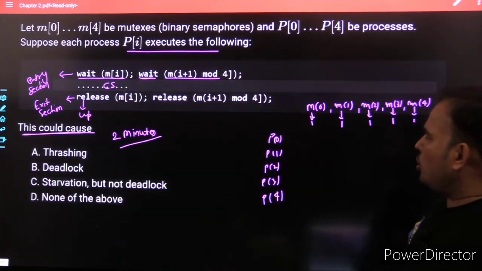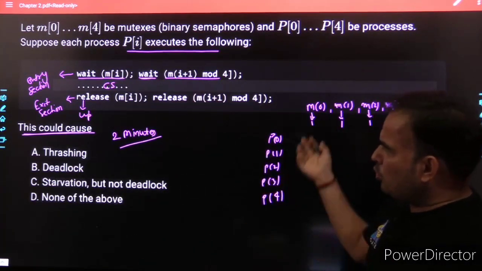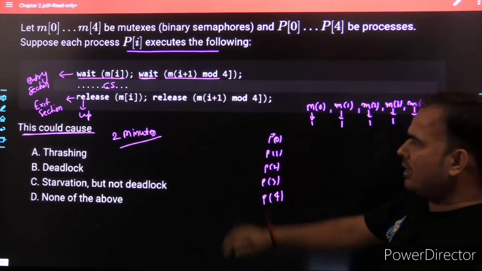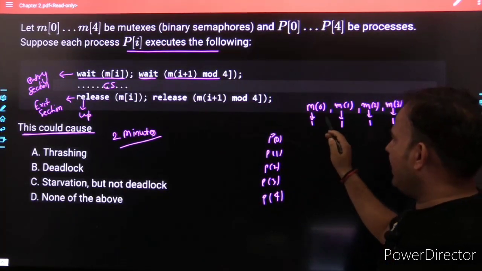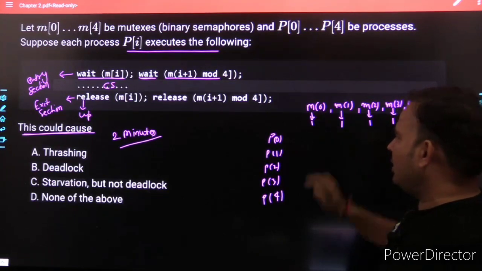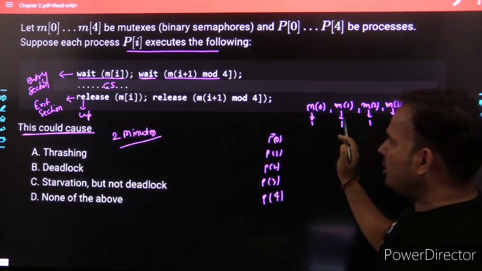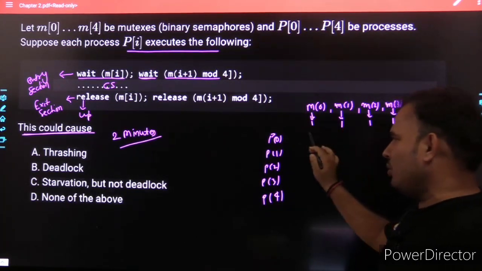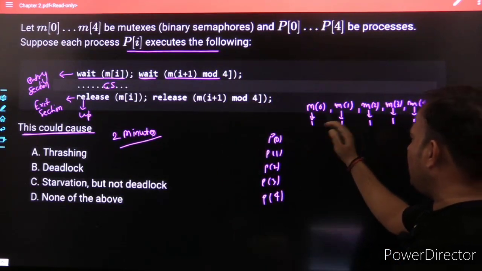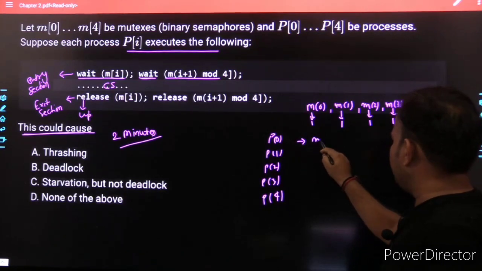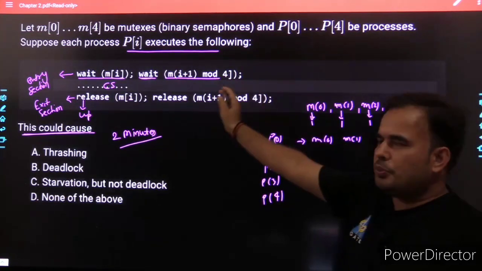Suppose P0 wants to go into the critical section. It will execute this entry section code, so it will perform the down operation. It needs to perform the down operation on both M0 and M1. First I am going to write it down. So if P0 wants to go into the critical section, it needs to perform the down operation on M0 and M1, both.